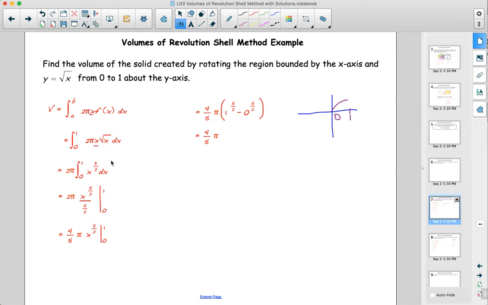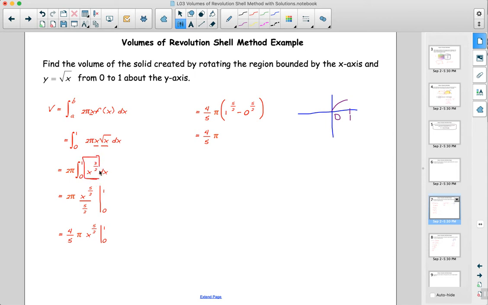Our f at x is root x, so I'll put root x there now. I'm going to bring the 2 pi out in front. Again, we've talked about it's a constant with respect to this integral. X times root x becomes x to the 3/2. And now we're ready to take the antiderivative of this.